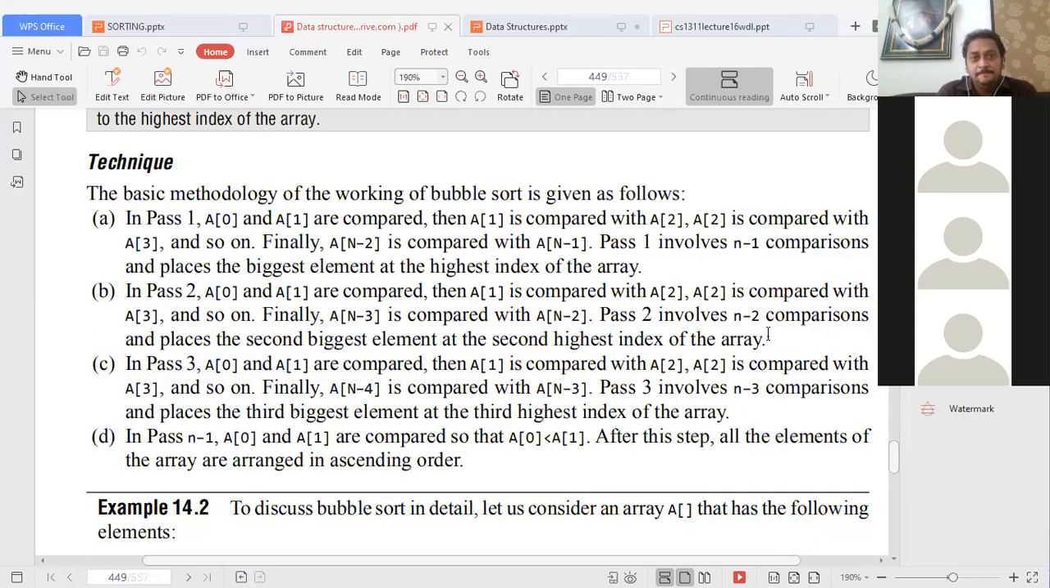Yes, sir. Do the same process in pass 3. Do the same process in pass 4. So in pass n minus 1, A0 will be compared with A1. If A0 is less than A1, then leave it as it is. Otherwise, if A0 is greater than A1, go for swap. Now if you observe, after doing all these n minus 1 passes, all the elements are in sorted order.